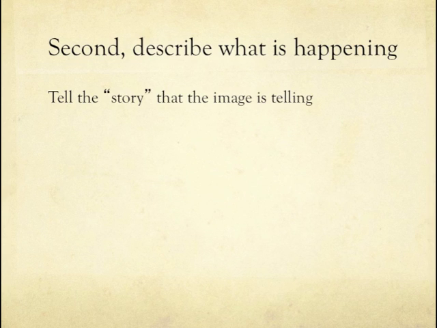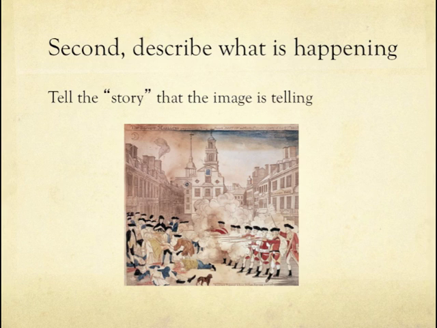Once they've carefully examined the image, the second thing we want them to do is to describe what's happening in the image. We want them to tell the story that the image is telling, if they can. And in this case, they want to then start to examine the actions of the people that are in the image. We also want to make sure they're clear on, if there are words in the image, what those words are, who's saying them, and what those words mean if they're there.